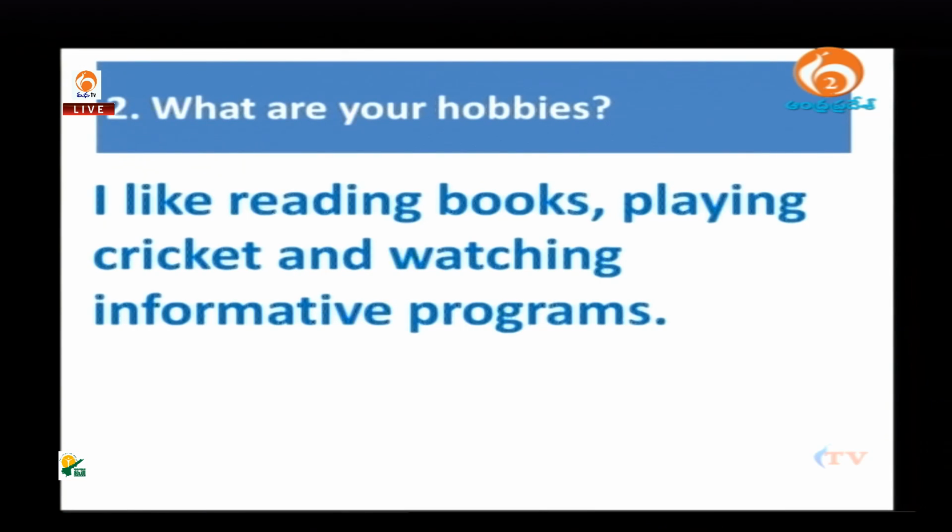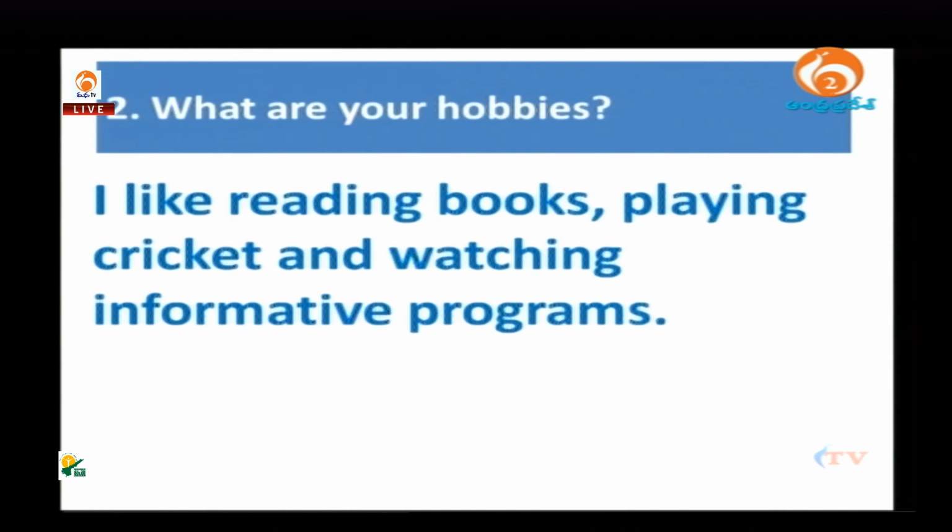So whatever information you are giving in terms of your hobbies, which is listed on the slide here, I like reading books, playing cricket, watching informative programs, you need to be prepared with additional information. They may ask you for more. Say for example, you say I like playing cricket. So they may ask, what do you like in cricket? Do you like batting? Do you like bowling?